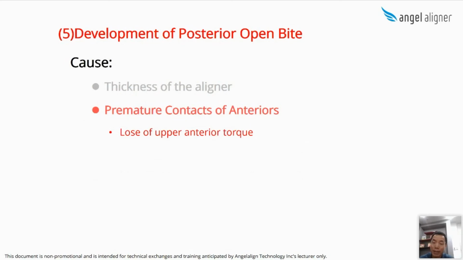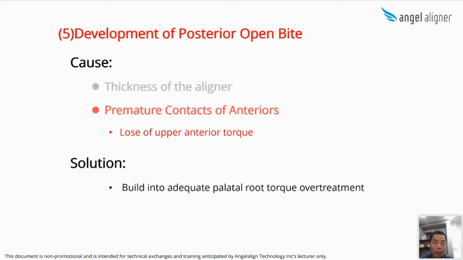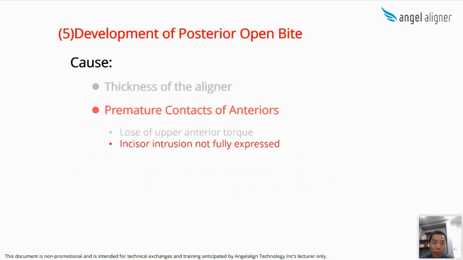This will provide an anti-tip force, especially in premolar extraction cases, to compensate for loss of anterior torque during retraction and to eliminate any premature incisor contact due to the loss of upper anterior torque. So prevention is the most important thing to do. So build in adequate palatal root torque movement.